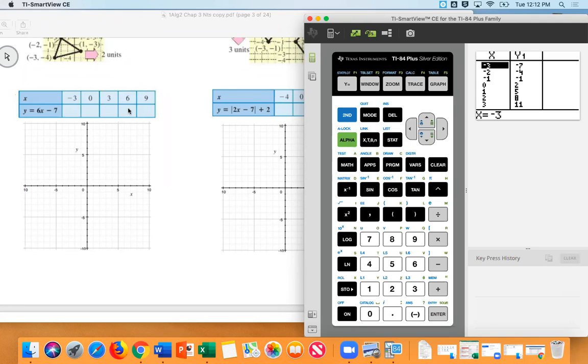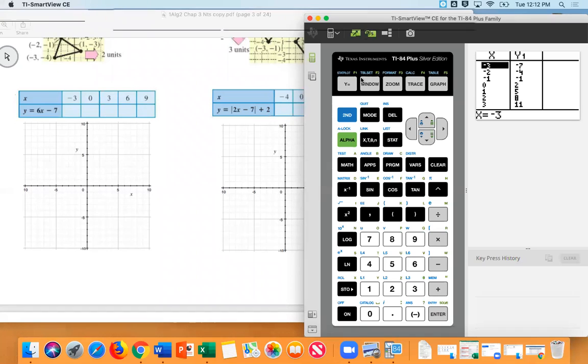Like for the second one over here, that says absolute value. I know it's going to be some type of V shape. It might be a V, could be an upside down V, but it's going to be a V shape. So with this one, it says x equals -3, 0, 3, 6, and 9. And then my equation I'm trying to graph is y equals 6x minus 7.